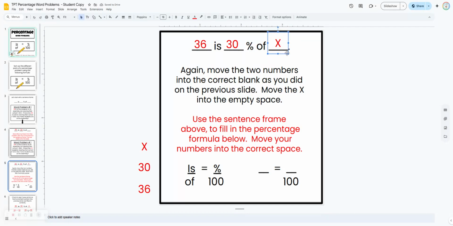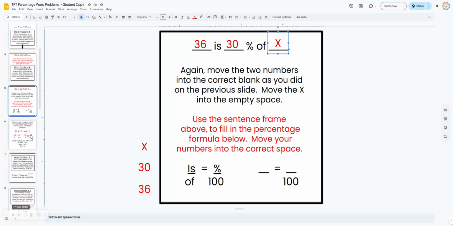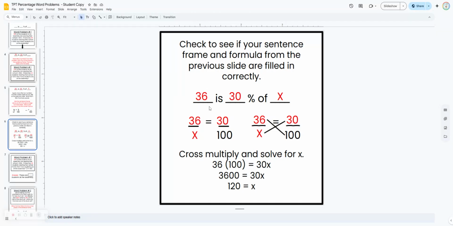Now we're going to take the numbers from the sentence frame and we want to place them into our formula. Is over of equals percent over 100. So here is over of. Is the number that's next to that word is. 36 is over of. Of we don't know, so we're going to put our variable there. And this is where our percentage would go, percent over 100. So this would be 30. Now we've got all the numbers placed correctly in our formula.